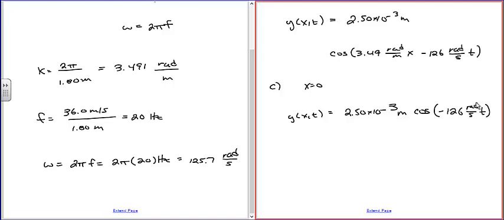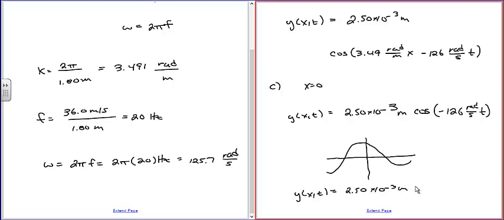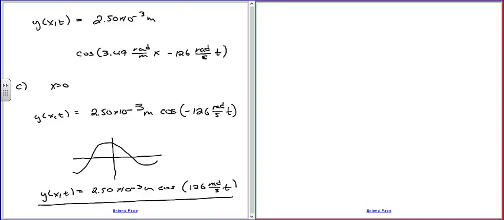And if you remember, the cosine wave is symmetric around here. So because it's symmetric, you can rewrite this as 2.50 times 10 to the minus 3 meters cosine of 126 radians per second t. And that's just because cosine is an even function. So that's C. D, let's see what that asks for.